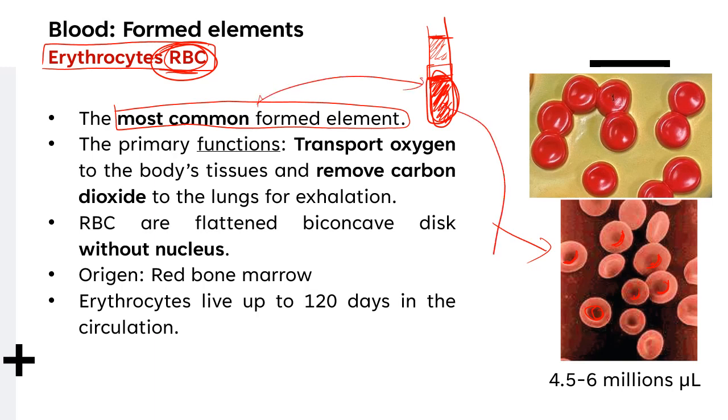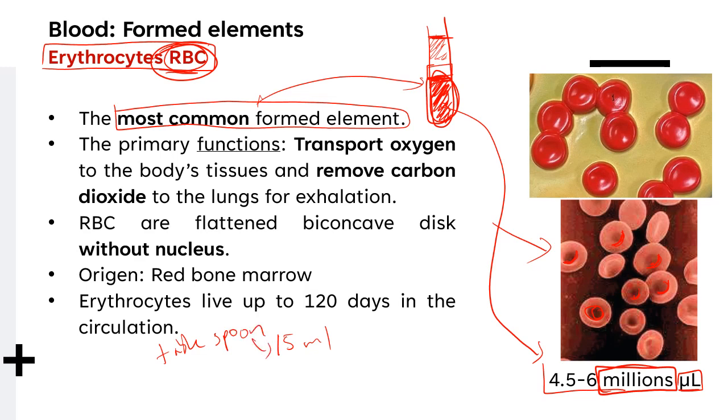You can see here, for example, that the normal value for blood in an adult is between 4.5 and 6 million red blood cells per microliter. Now, to put you in perspective there, remember that, for example, a tablespoon will have around 15 milliliters of blood. That is a tablespoon.